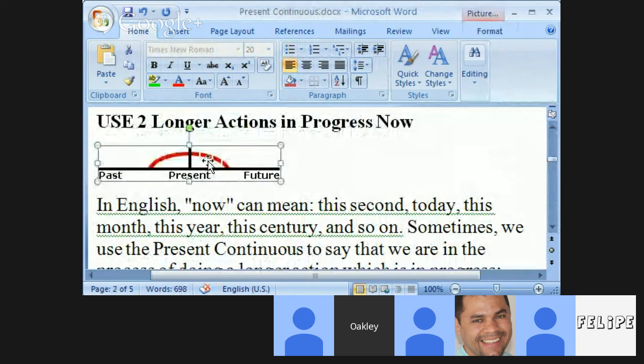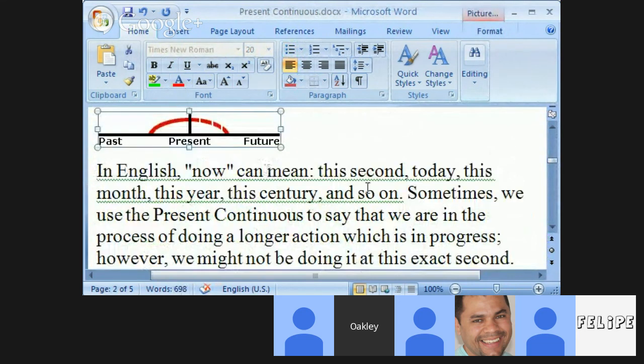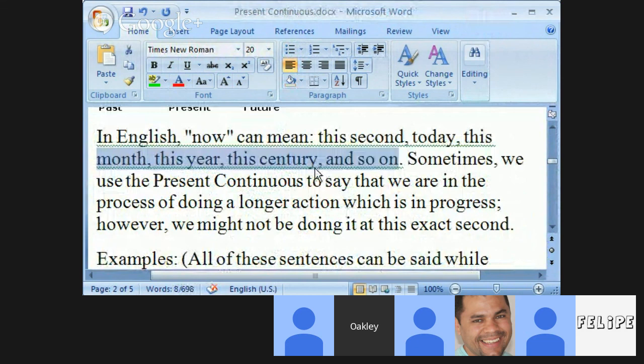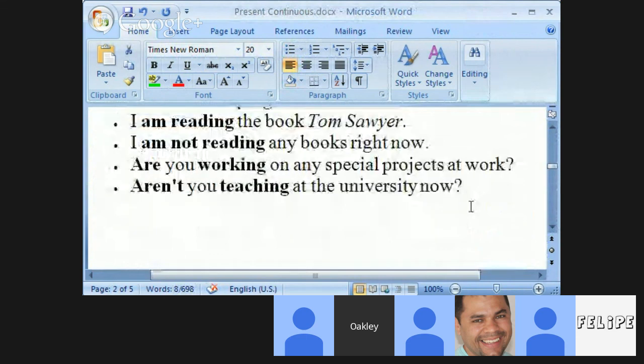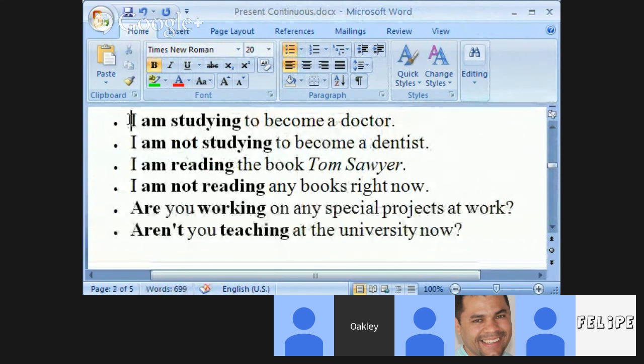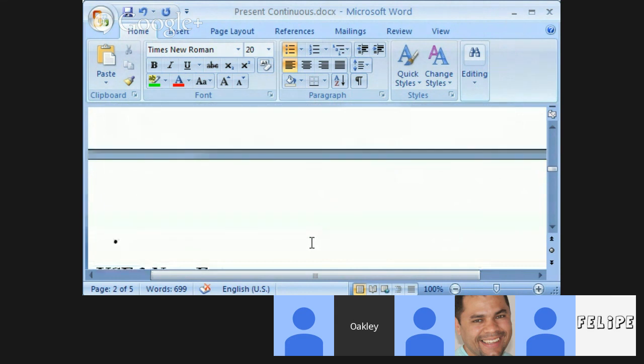Longer actions in progress now. The now to mean a longer duration. I'm reading a really good book right now can mean a longer concept of now. Let's give this a try. Felipe, give this a try, looking at these examples. Felipe, are you there? No? Okay. Tatiana, you want to give this a try?